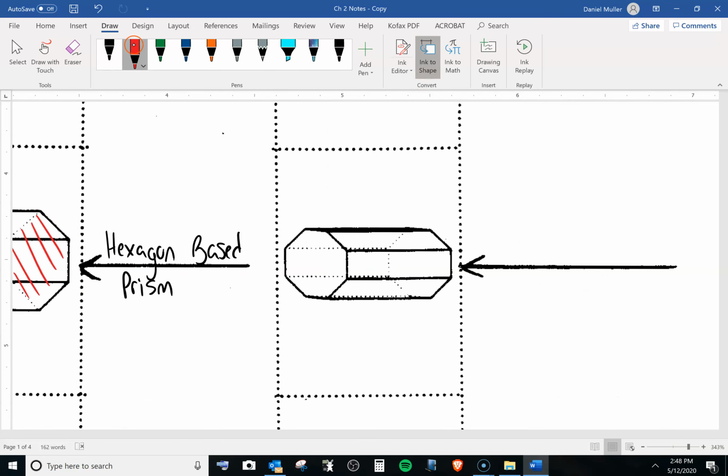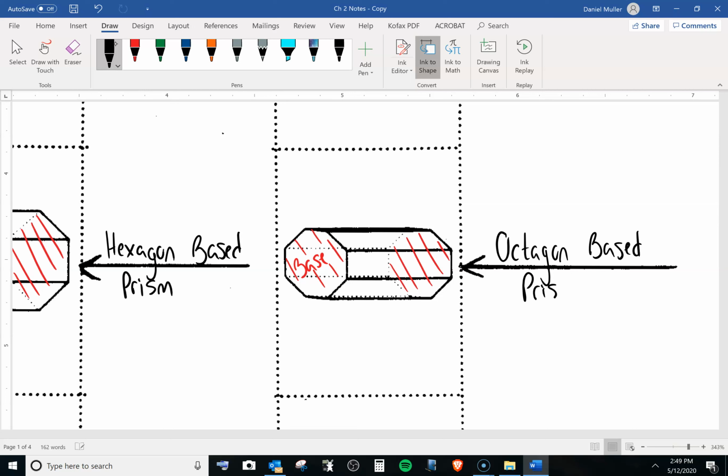Over here, I don't know how many sides there are, but this is my base, and it goes to that exact same shape on the other side. And 1, 2, 3, 4, 5, 6, 7, 8. 8. So an octagon. Octagon based. And it is a prism.